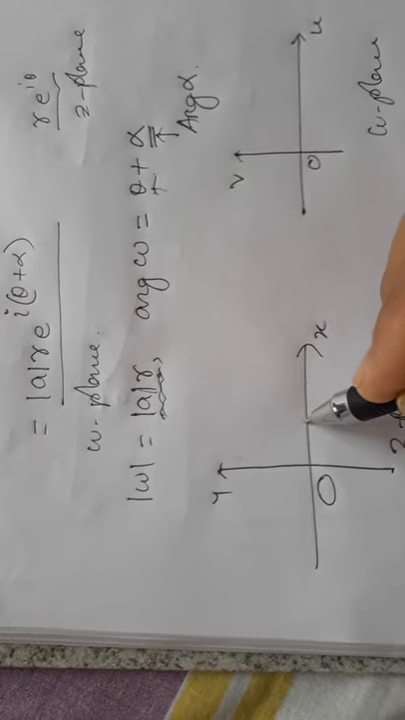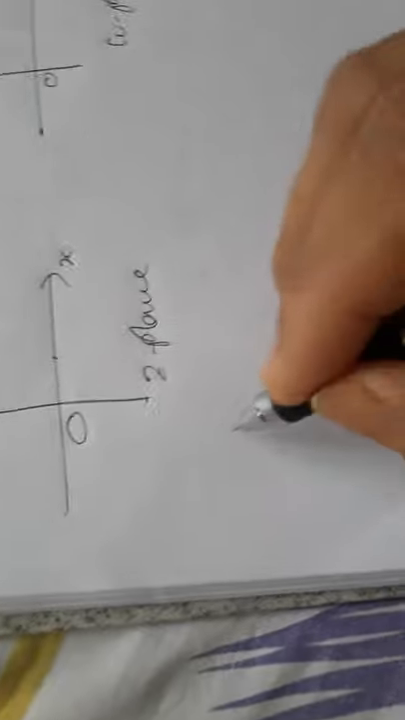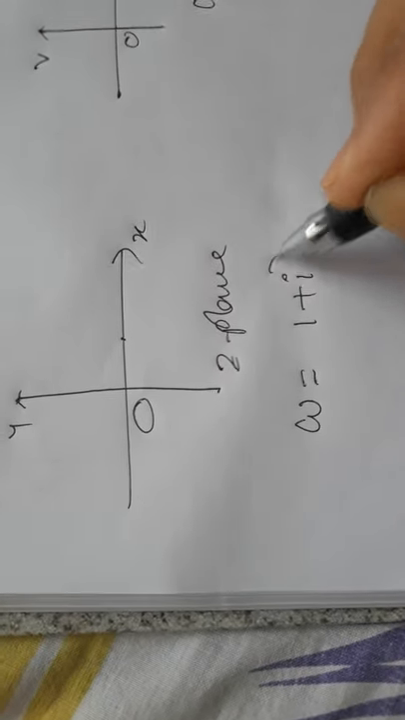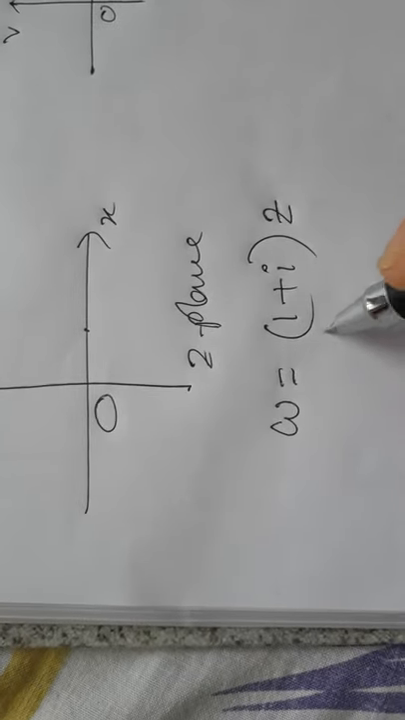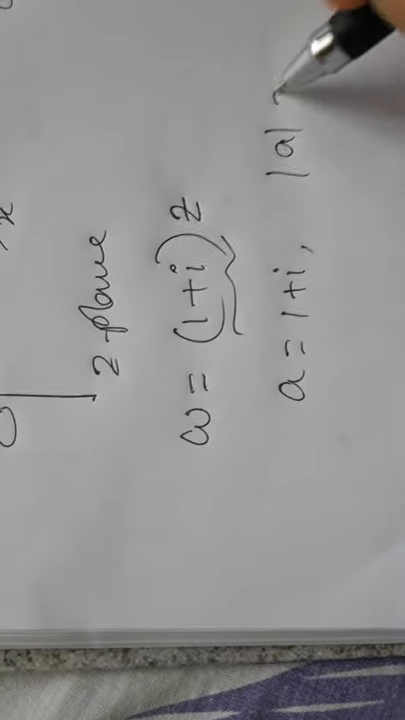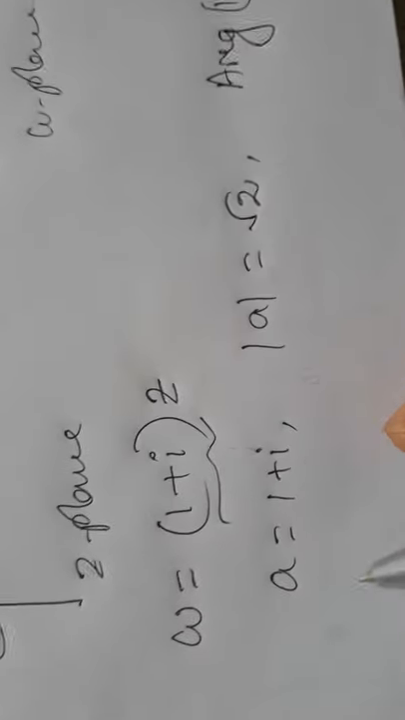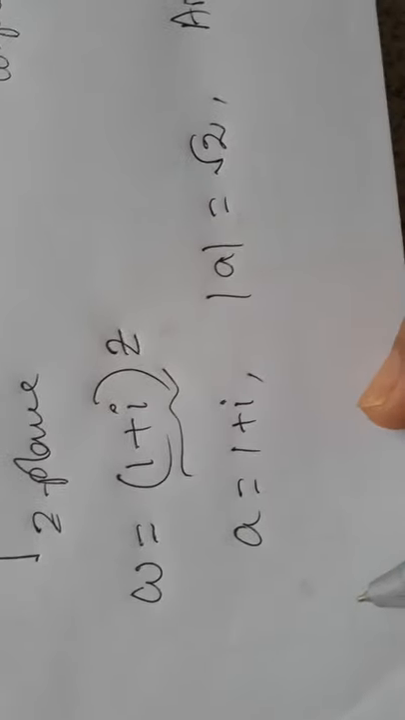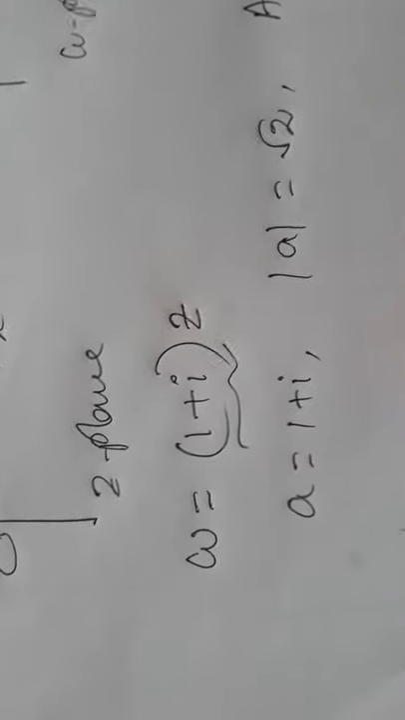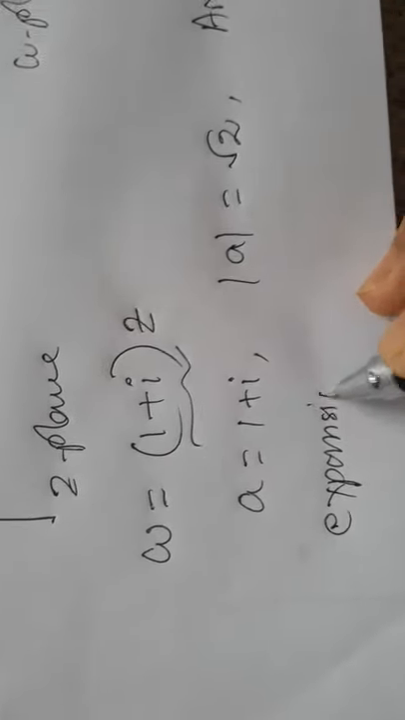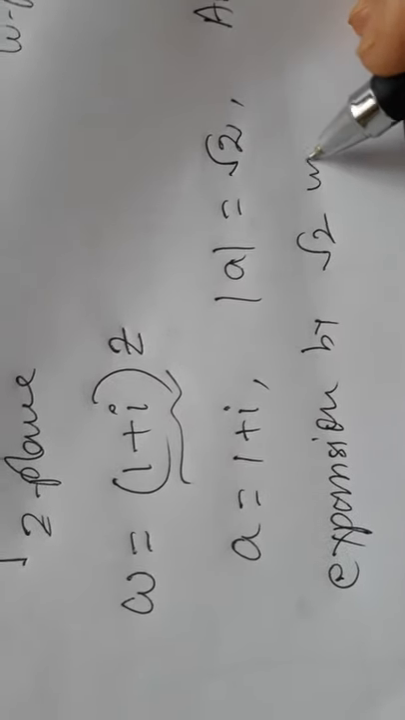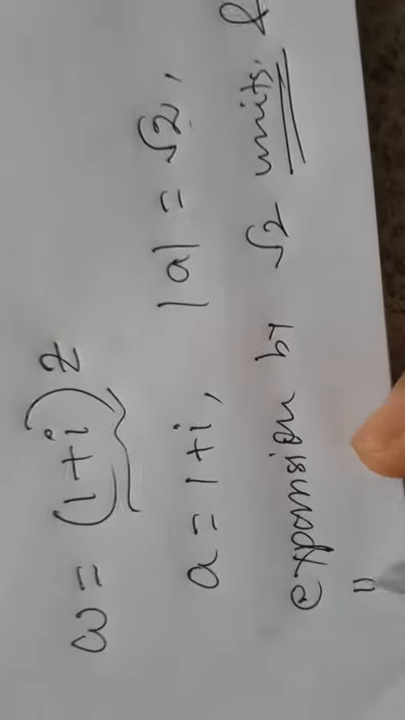Okay, for example, suppose I consider a particular transformation, say w equal to (1 plus i) z. So this is nothing but a equal to 1 plus i. Therefore modulus of a is root 2, because that is the modulus of 1 plus i. And what is the principal argument of 1 plus i? I know that this is pi by 4. So this transformation w equal to (1 plus i) z is nothing but an expansion by root 2 units and a rotation by pi by 4 angle in the positive direction.